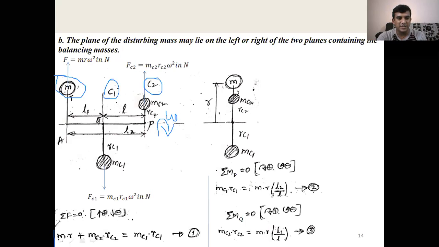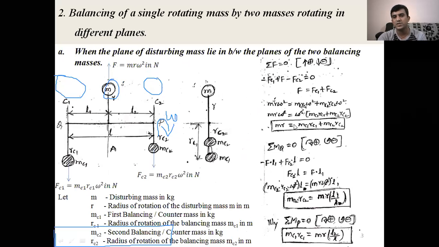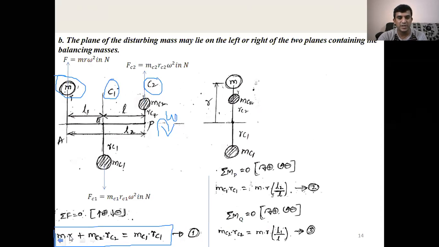Now for the static balancing, only the equation changes compared to the previous one. In the previous one, M into R is equal to MC1 RC1 plus MC2 RC2. Right? You can check in the previous one. Now in this case you can see it will change here. Static balancing only changes because the first counter mass is located below the axis and the second counter mass is located above the axis. That's why only the static balancing equation changes. The dynamic balancing remains the same.